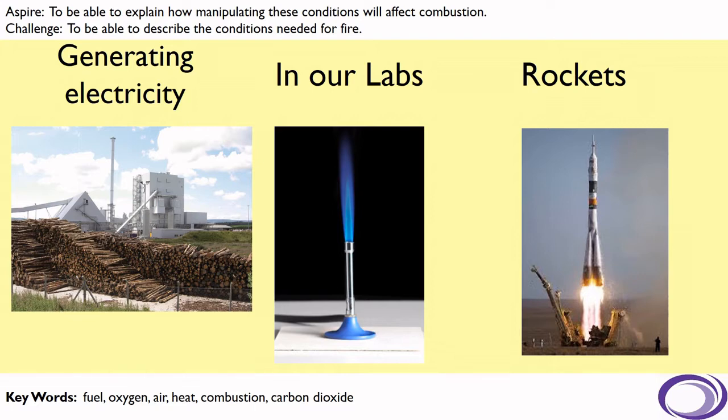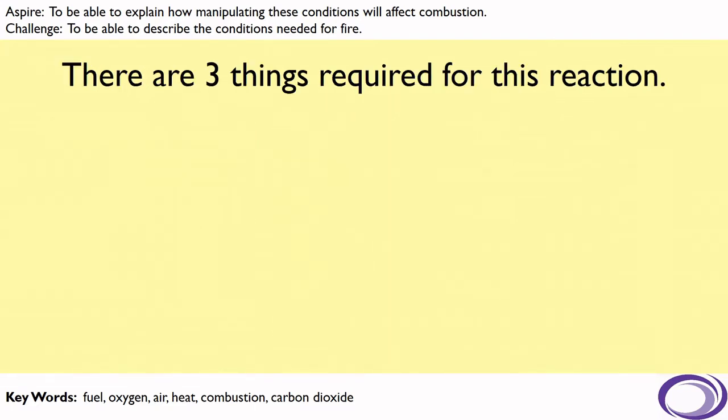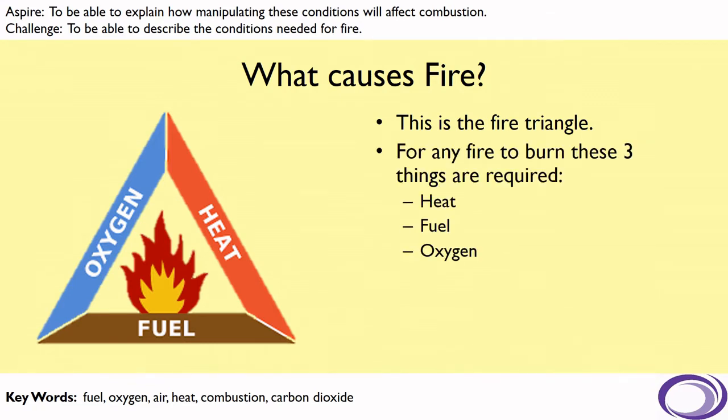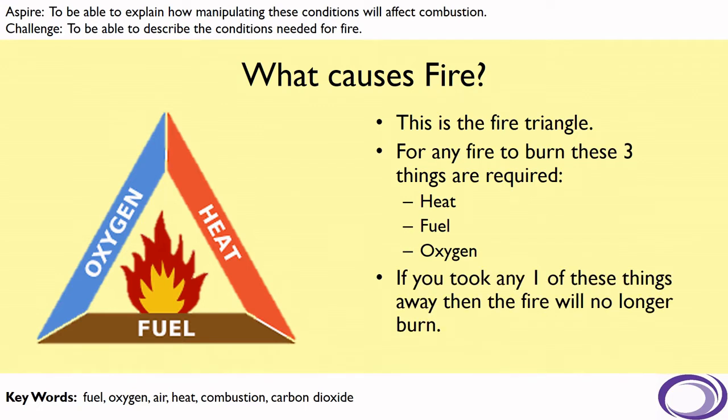But what is required for combustion? Well, there are three things that are required for that reaction: heat, oxygen, and a fuel. Now, those three components can be placed together to make something called the fire triangle. This is the fire triangle. For any fire to burn, those three components are required. You must have heat, fuel, and oxygen. If you take any one of those components away, the fire will extinguish and it will no longer burn.